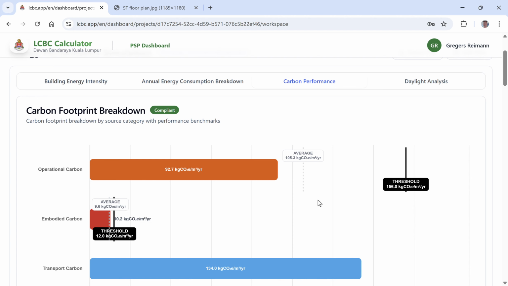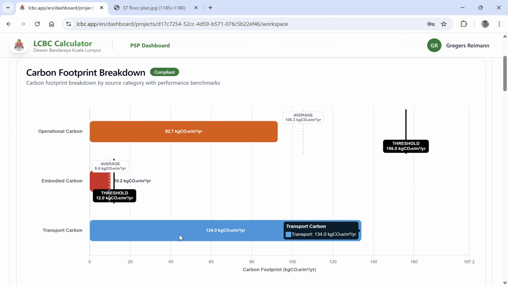So in this case, this building would pass because it meets both the threshold of the operational carbon and of the embodied carbon. On the transport carbon emissions, there is no threshold yet, but you can see it's actually a very high emission, and DBKL will likely in the future also impose a threshold. Maybe not for new buildings, but for existing buildings. But this is yet to be announced. So for now, it's here as a placeholder and for information that this is actually a significant carbon emission stemming from commuting.